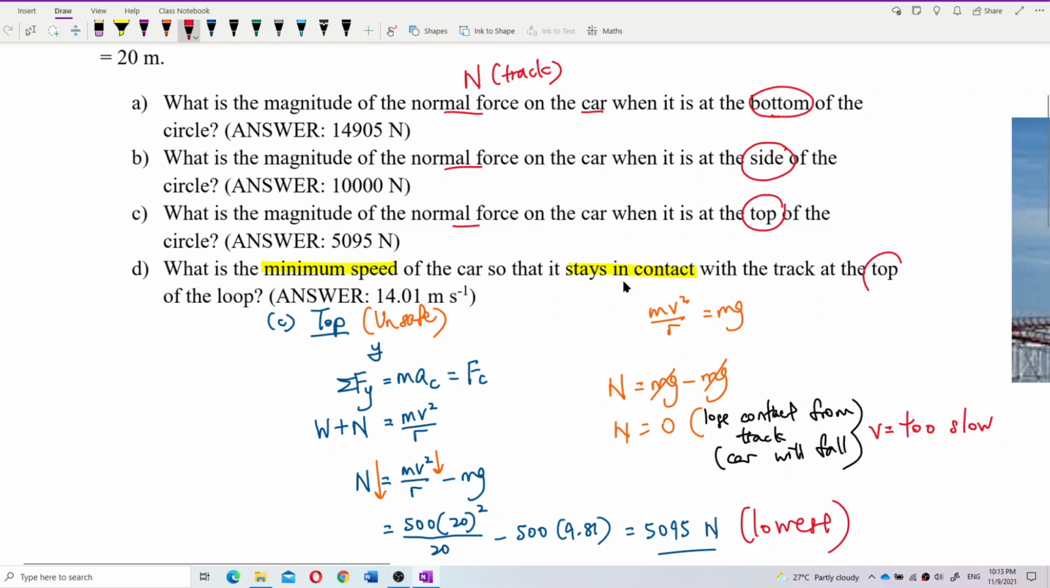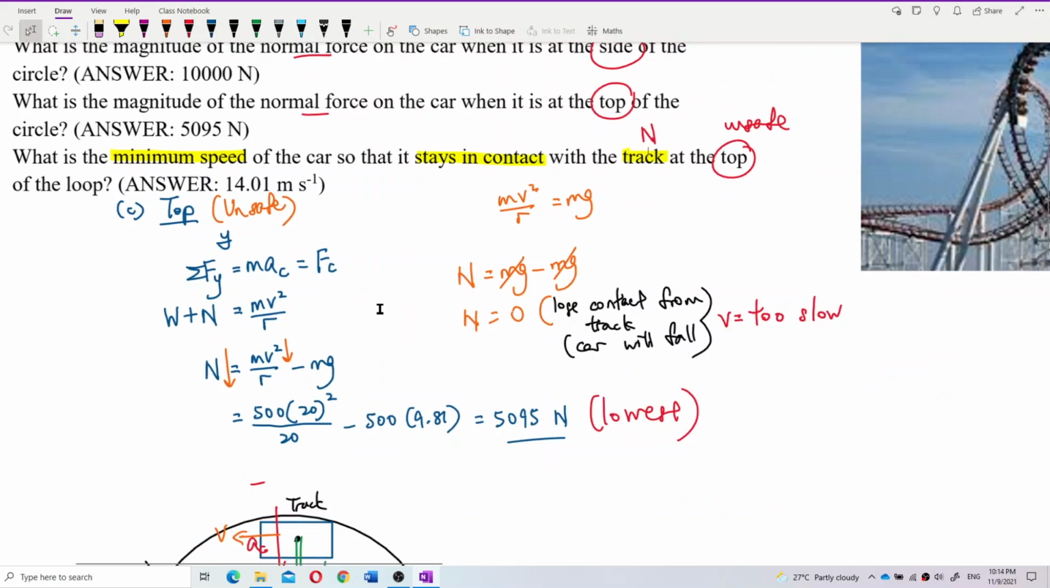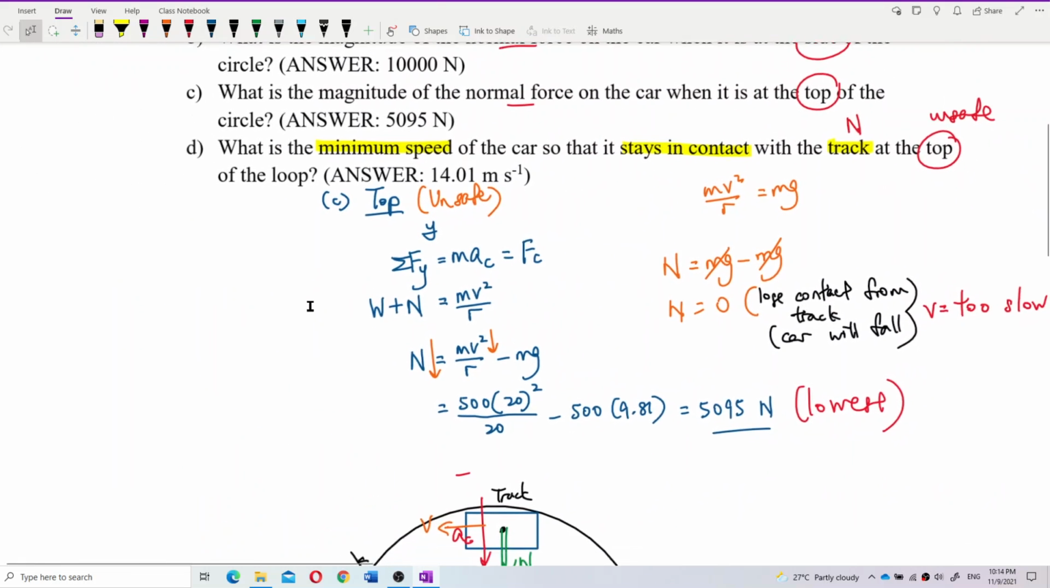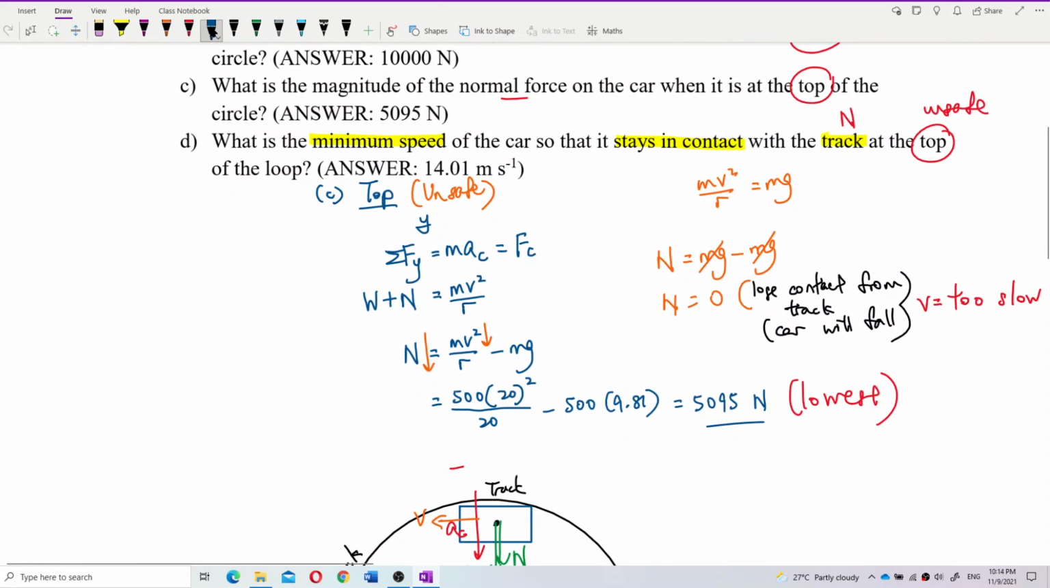That's why I say the top is unsafe. Stay in contact with the track. Talking about the track, we talk about normal force, because the track provides the normal force. So what's the minimum speed? How do we find the minimum speed? To do this question, we work over here.